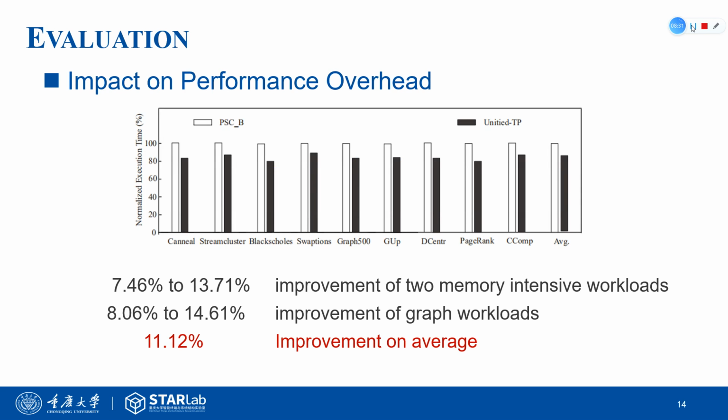This picture shows the execution time based on the latencies in the table of the experiment setup. The results show that unified TP achieves performance improvements of 11.12% on average for all benchmarks.